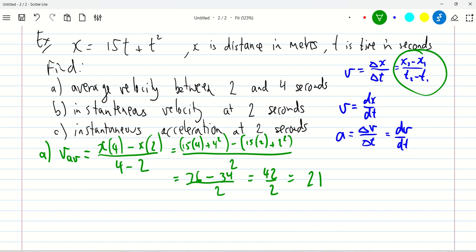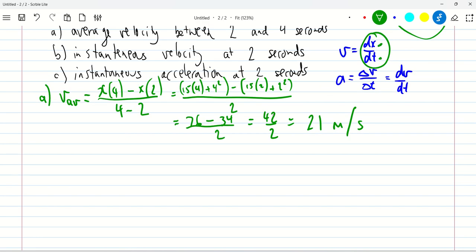Again, let's think about what our units are. If you think about velocity, the formula for velocity is dx/dt, right? So what's the units of x? The units of x were distance, meters, per, what's the units of time on the bottom? Seconds. So the average rate of change between 2 and 4 seconds is 21 meters per second. Okay, very good. That's part A. Let's have a look at part B.